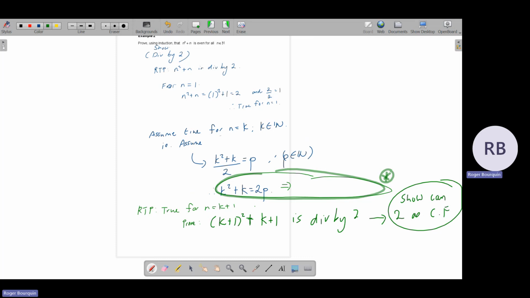I'm not going to write that, but we're not assuming it's true, so I can't put that is equal to 2P. The only place where we do that is in the assumption. In the assumption, we do that. In the proof, we don't do that part. We're going to have to sub this in somewhere.